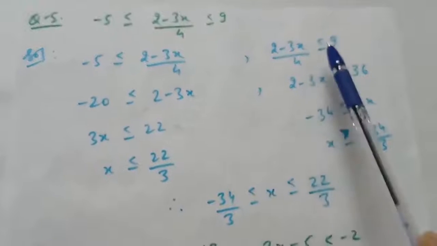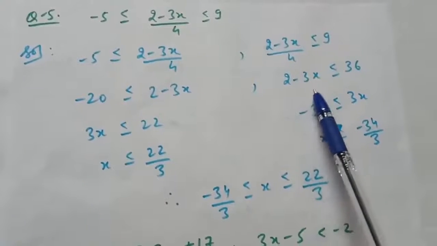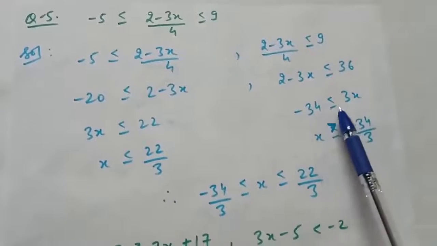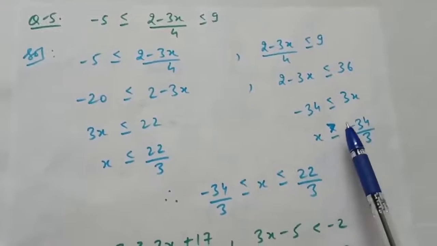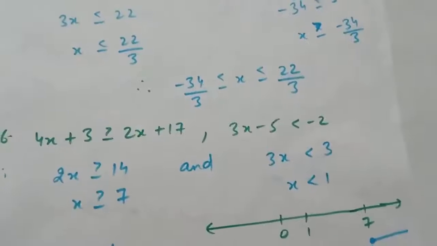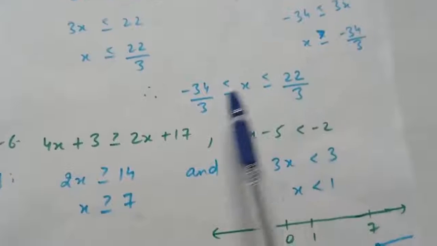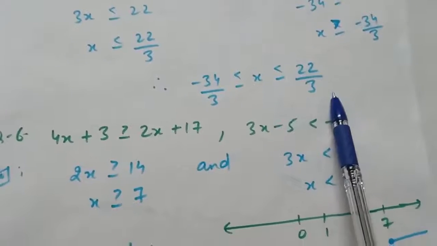Similarly here, multiplying both the sides with 4, 2 - 3x ≤ 36. So -34 ≤ 3x, and you will get x ≥ -34/3. Therefore, x will be ≥ -34/3 and ≤ 22/3.